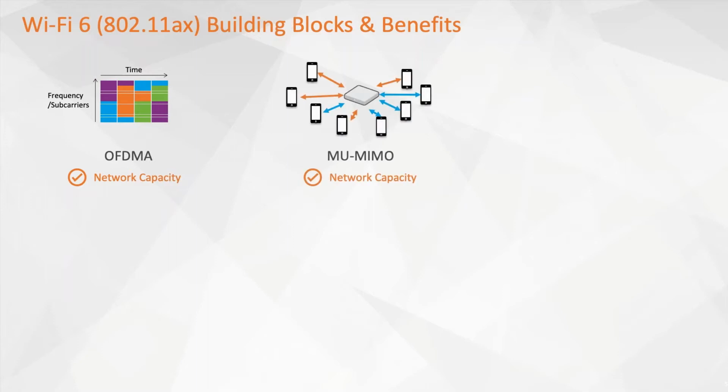Next is multi-user MIMO. So if you're thinking to yourself, we had multi-user MIMO before, we absolutely did. However, a 4x4 was really the fastest you could go. So there were 4 send and receive antennas simultaneously. However, multi-user MIMO on 802.11ac was unidirectional. It was downlink only for multi-user MIMO.